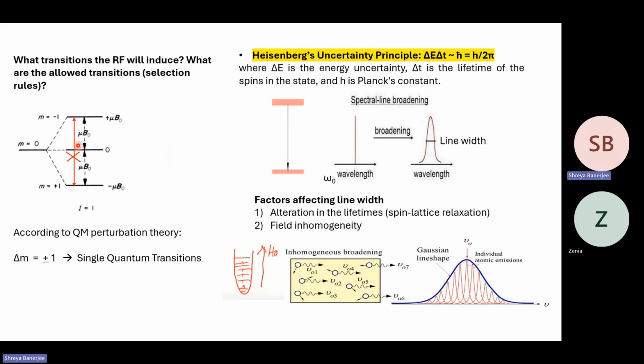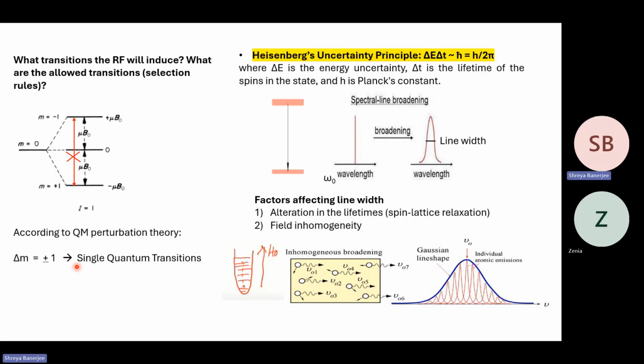Now, what kind of transitions are allowed? When we had I as half, there were only two energy levels, minus half and plus half. So there was only one possible transition. But suppose I is 1, then M is minus I to plus I. So M will be minus 1, 0 and 1. Now, the rule of transitions, or the selection rule, says that delta M can be plus minus 1. So you can go from plus 1 to 0 or vice versa. You can go from 0 to minus 1 or vice versa. But plus 1 to minus 1 is not allowed since delta M becomes 2.